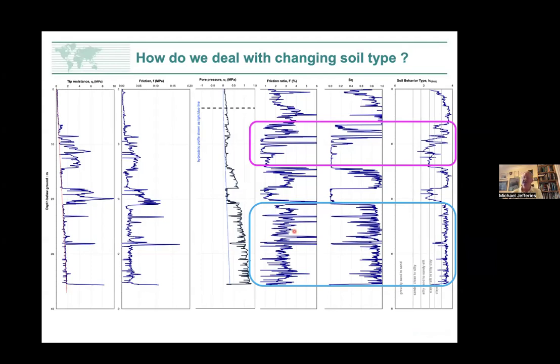Some of those layers are thinner than the length of a Shelby tube. It's absolutely impossible for me, even in principle, to sample some of those layers in sufficient quantity to measure the values. And more to the point, I then have to deal with the fact that in situ, my soil type is changing quite rapidly with depth. How am I going to deal with that?